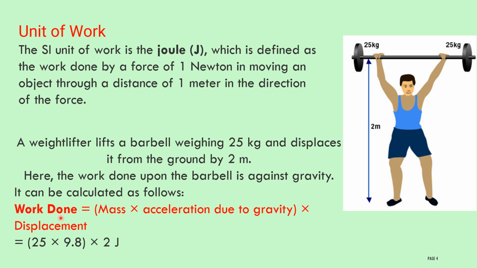Therefore work done will be equal to force into displacement. You know the formula, but here replace F with m into a. You know F is equal to m into a. Substituting in place of F, you will get work done equal to mass into acceleration due to gravity into displacement. Mass is 25 kg, acceleration due to gravity 9.8 and displacement is 2 meters. If you multiply all the three numbers, you will get the final answer, that is the work done.